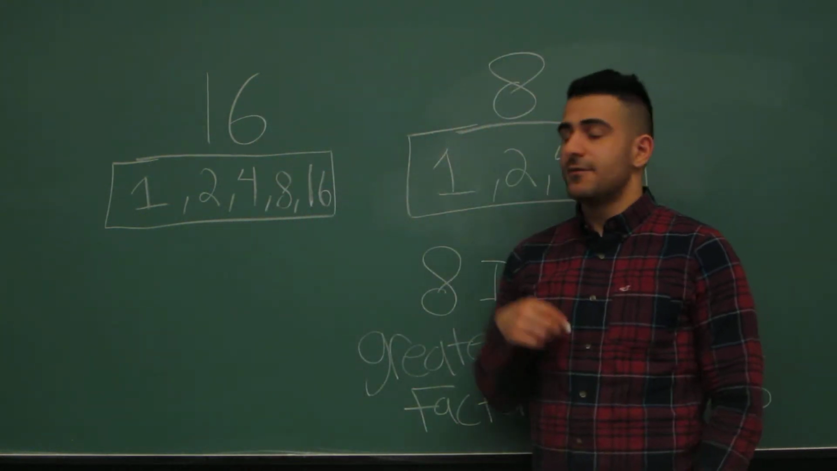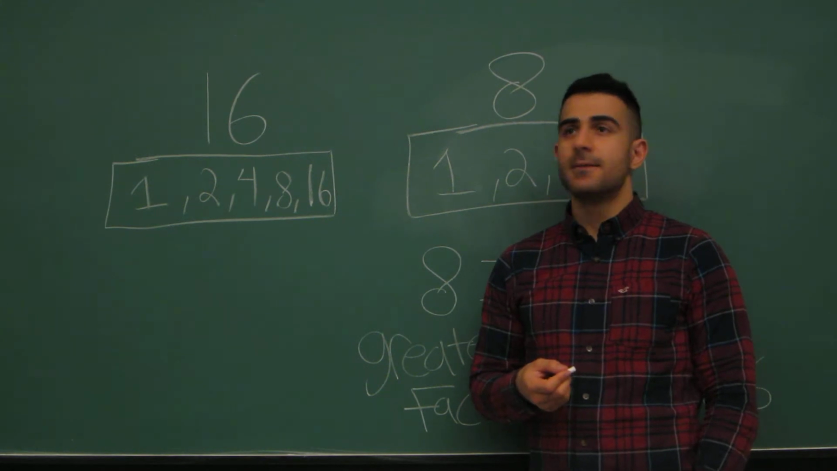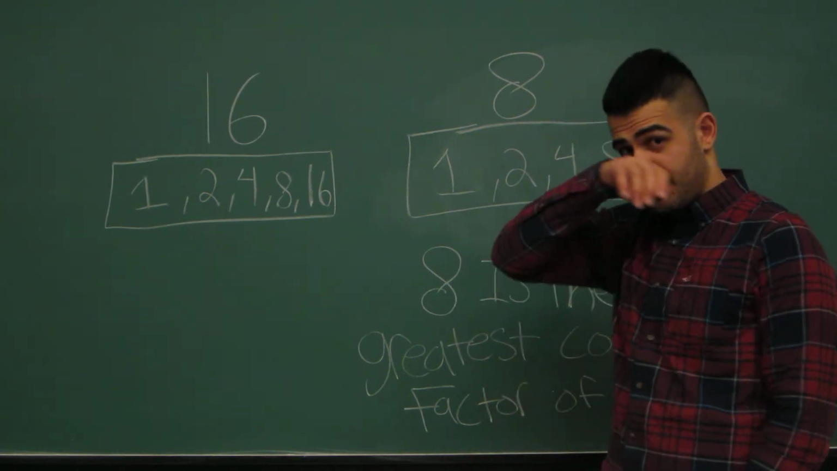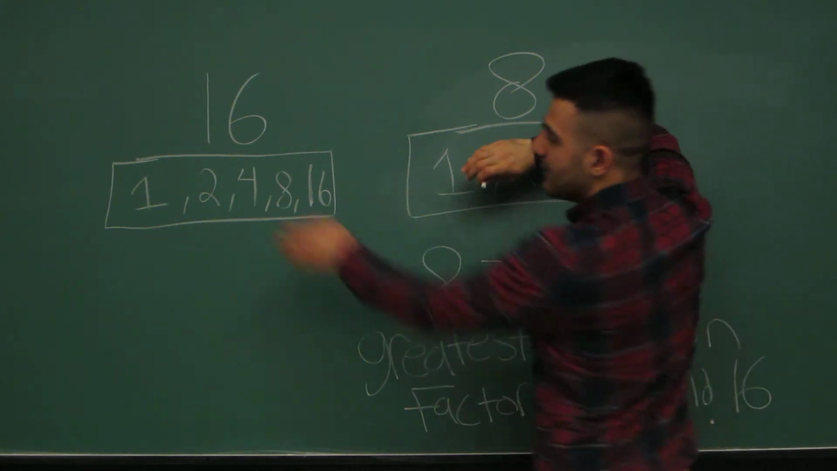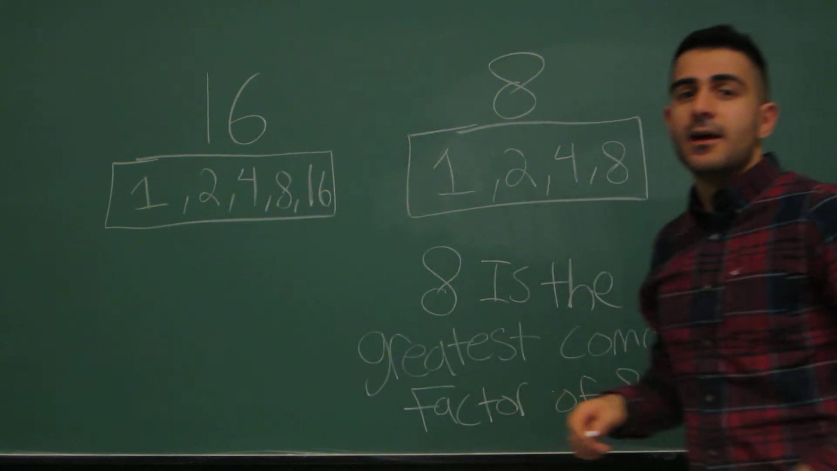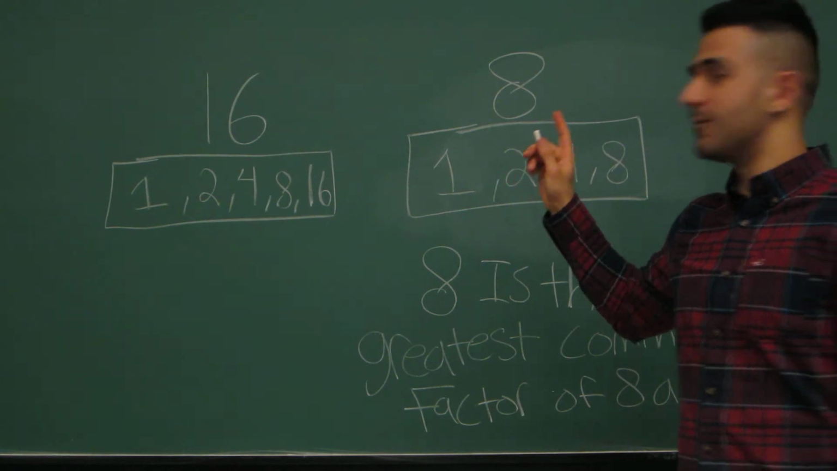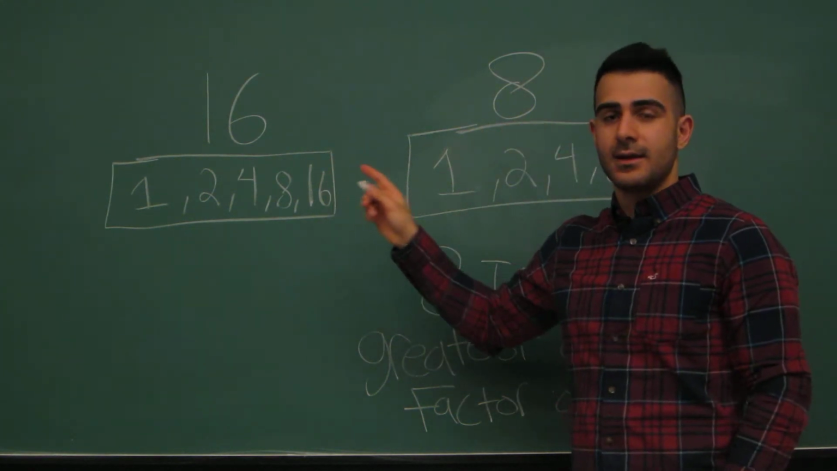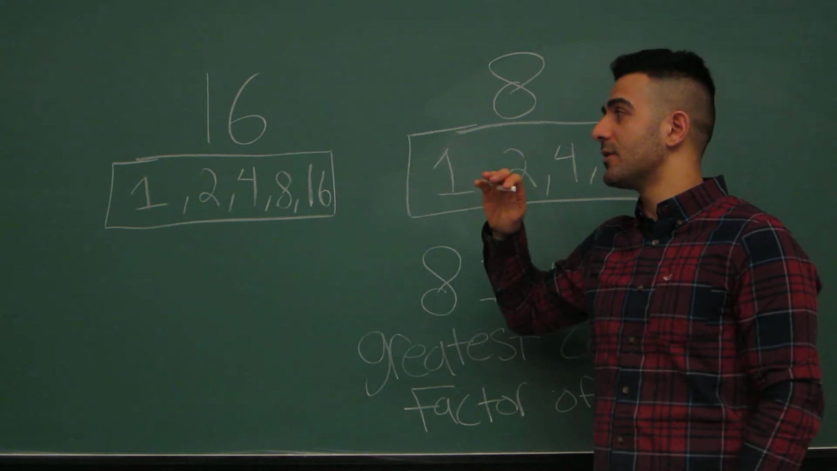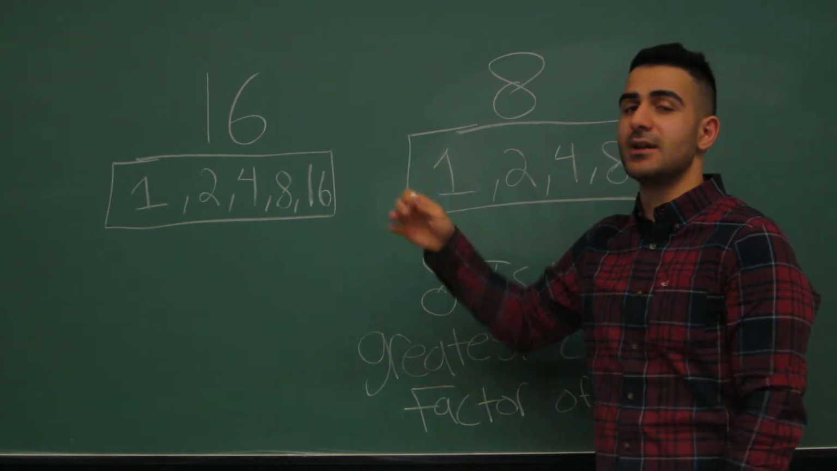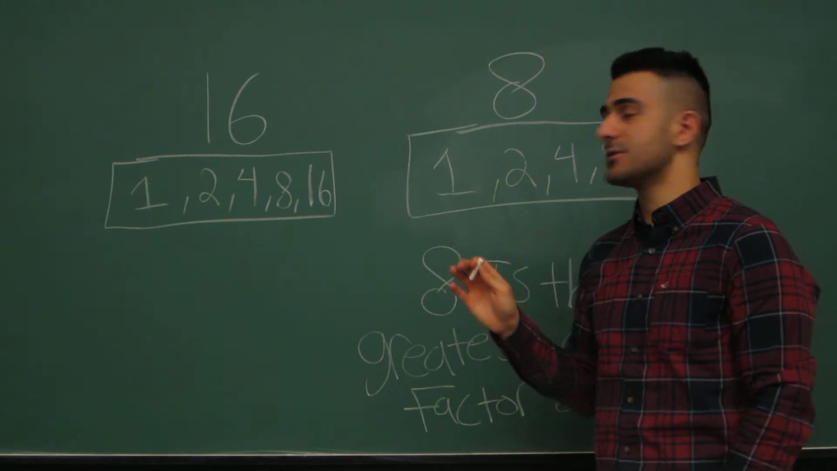So this idea of the greatest common factor states, given two numbers, let's say I were to do this from the very beginning, and I were just to give you these two numbers, and I were to say, find me the greatest common factor of 8 and 16. They could be any two numbers, but the same method of finding the greatest common factor is the same for any two numbers.